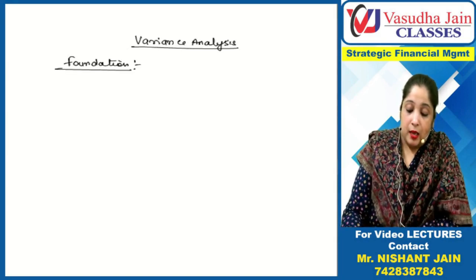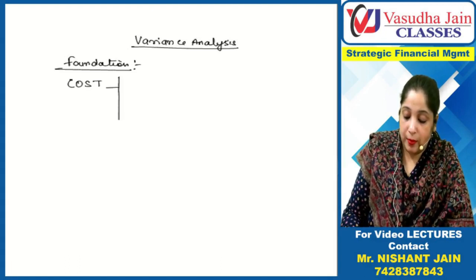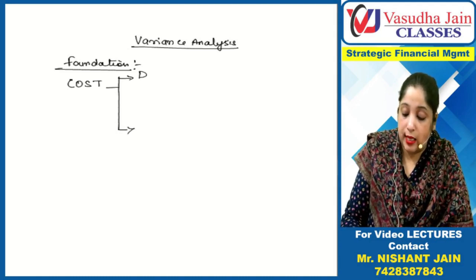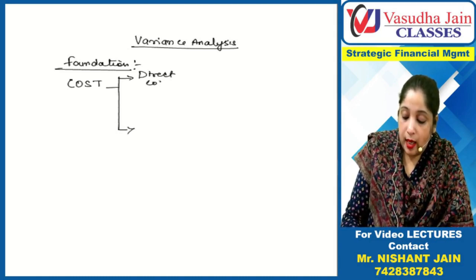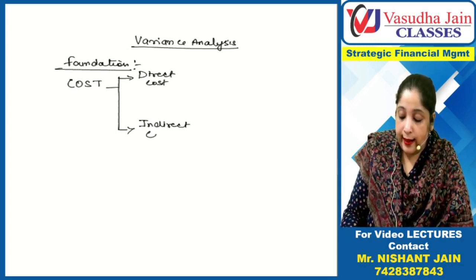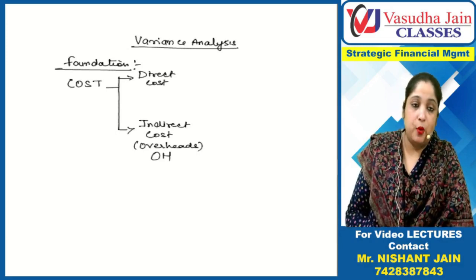See, how can you bifurcate the cost? Cost can be bifurcated in many ways, and one of the ways to bifurcate the cost is direct cost and indirect cost. This you all must be knowing. Indirect cost is also called overheads. This you also must be knowing. In short form, it is termed as OH.